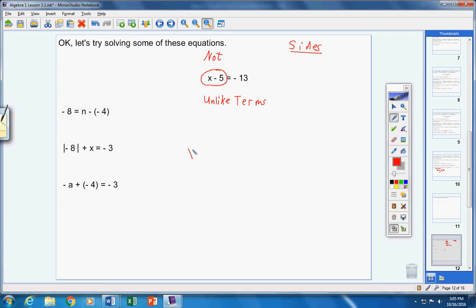Now, if I had x times 5, no problem. You can multiply unlike terms. x times 5 is 5x, no problem. But you cannot combine or add and subtract unlike terms. You cannot do it. So there's nothing I can do to this side over here. How about this side? Nope, nothing I can do. Negative 13. How are you going to simplify negative 13? So step 1 is done.